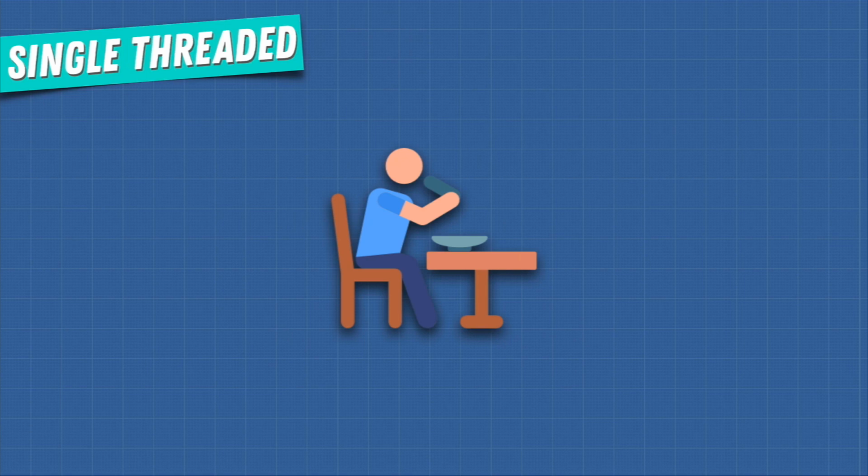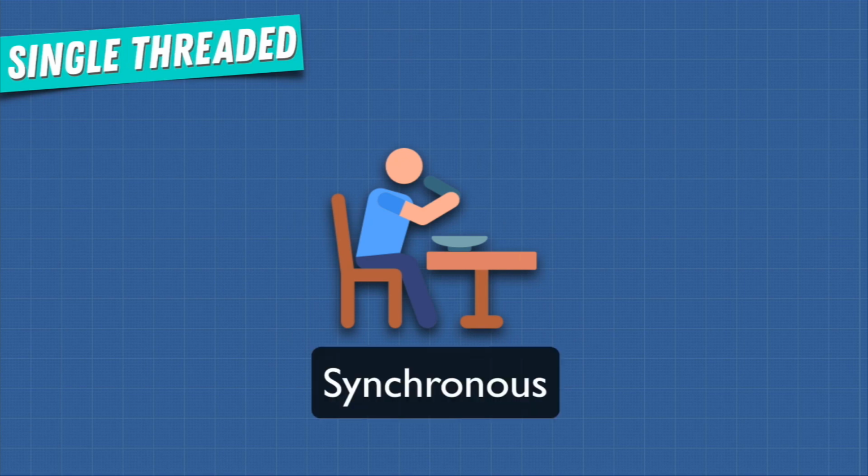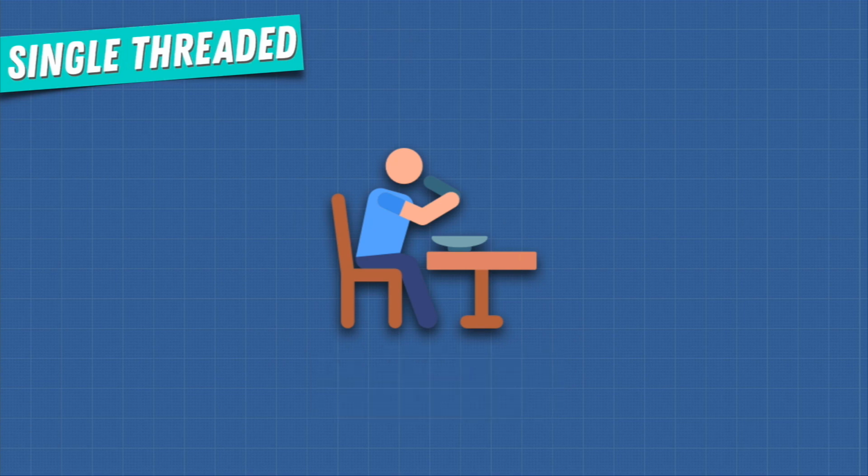And because of this, JavaScript is synchronous. That is, one at a time, in the order that it appears, only one thing can happen at a time. You might be asking yourself, that doesn't sound super fast, does it? Let's tackle that in the next video.